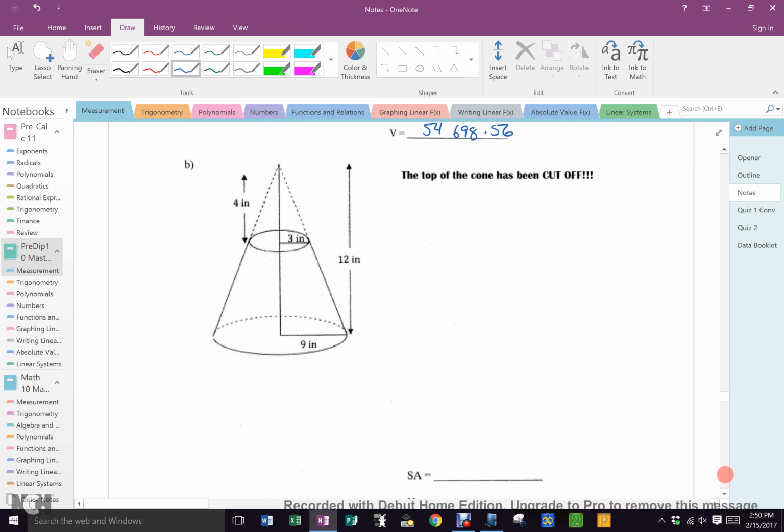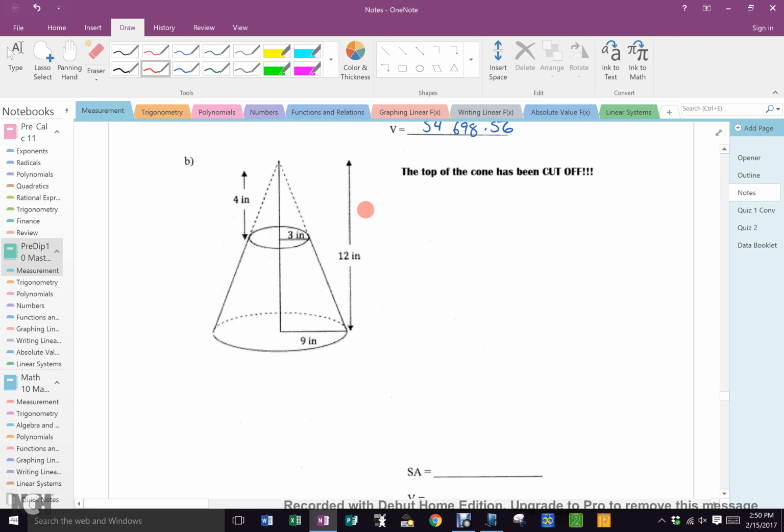Now let's go to this one, surface area. So the surface area is the large cone minus the side of the small cone plus the circle. So the large cone is pi r squared plus pi r slant, minus the side of the small cone, which is pi r slant, plus the circle, which is pi r squared.